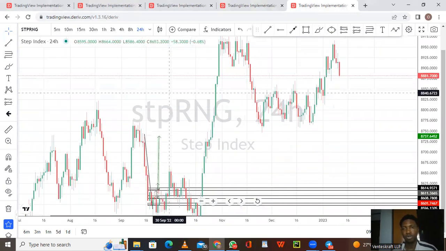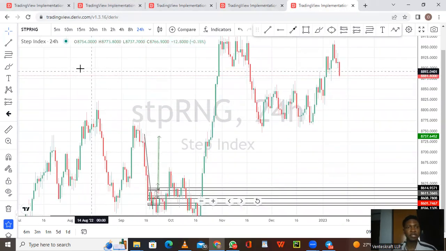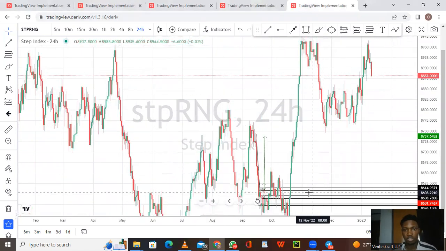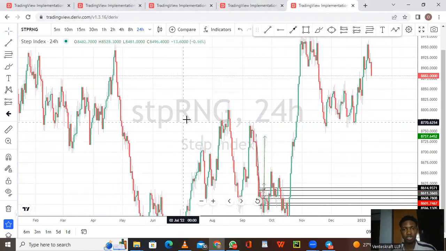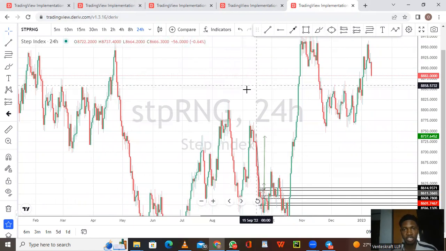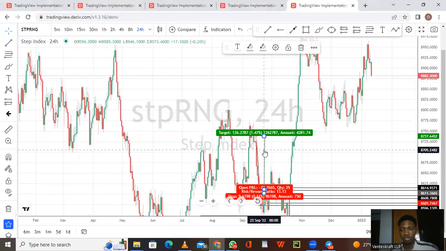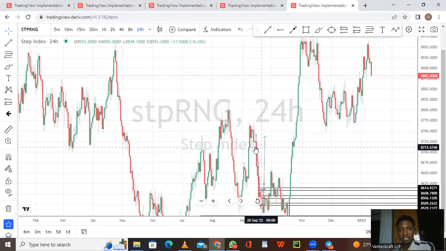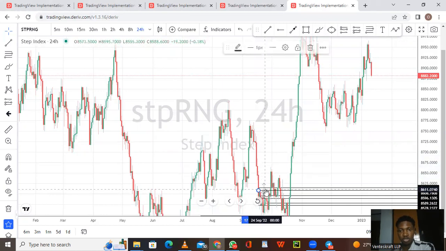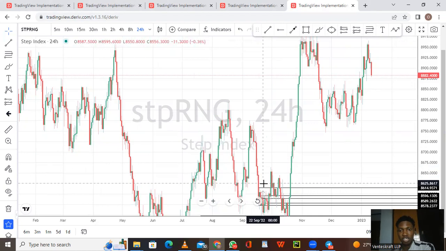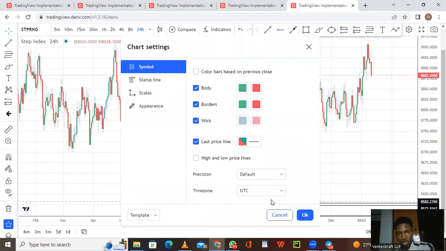So here I have to check for what the structure is saying. I'm a structure trader. I pay very close attention to structure, and I am not really an indicator trader. Just pure price action. So I'm not going to pay attention to any indicator. I like keeping my chart very clean.